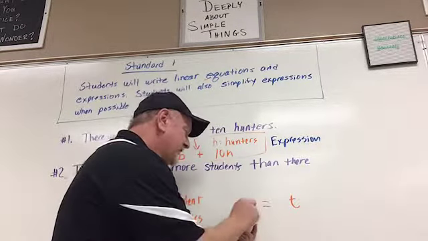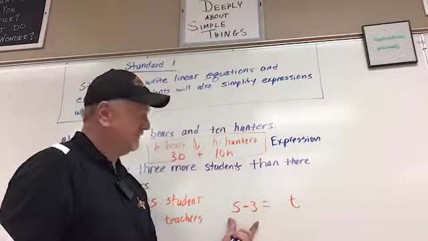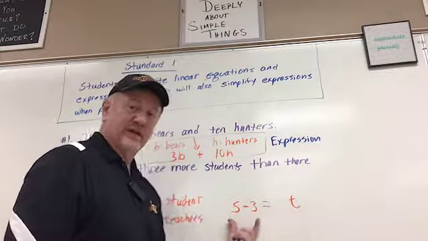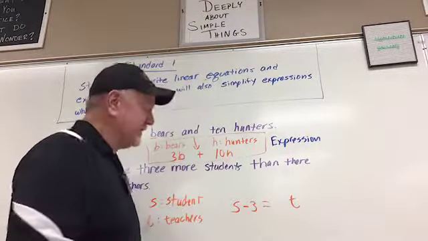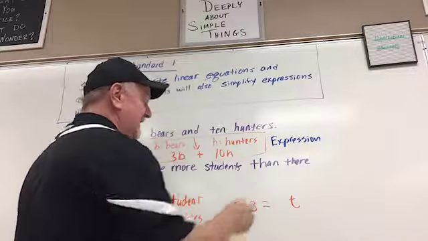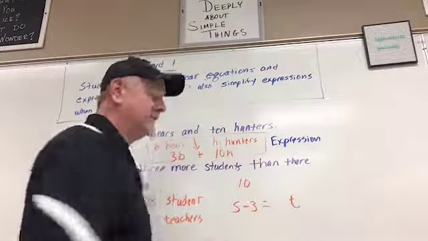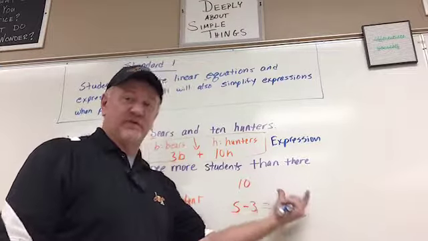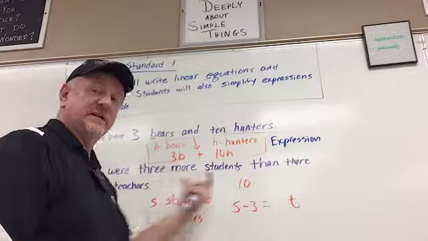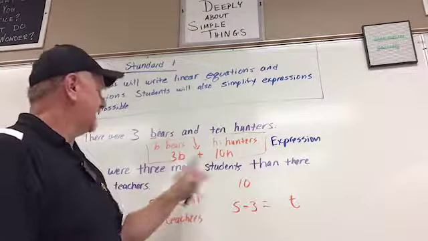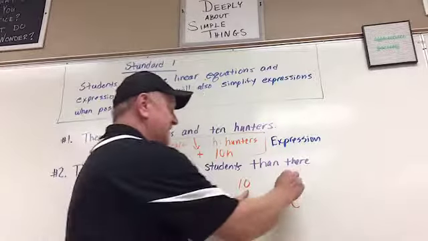There's 3 more here, so if I take 3 away, well, now these numbers are the same. Let's put some numbers to it. Let's just make up some numbers. Let's say there were 10 students. How many teachers would there have been? Well, if there's 3 more students than teachers, there's 7 teachers.